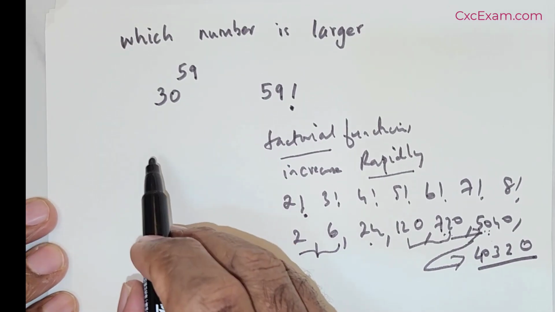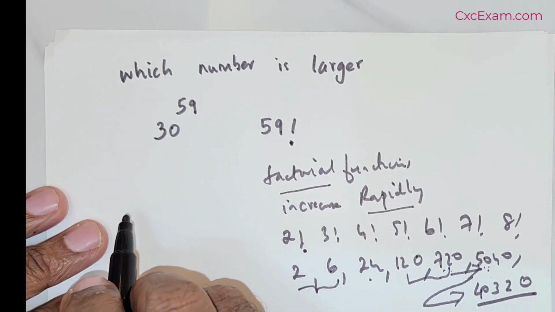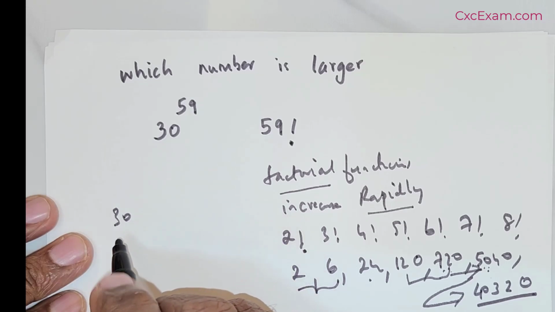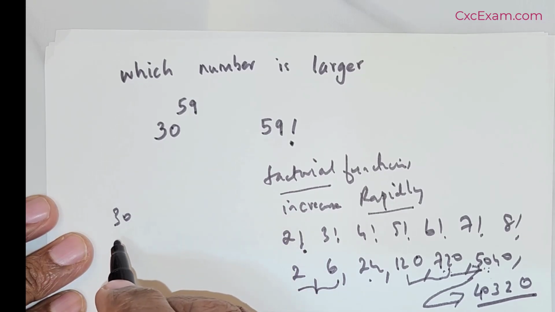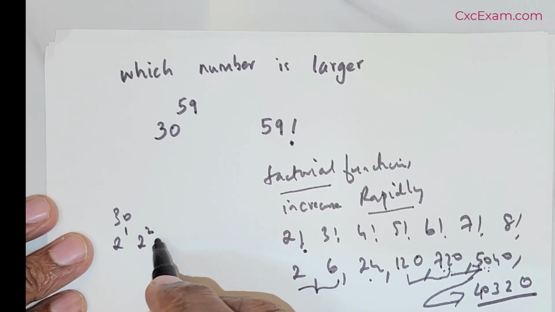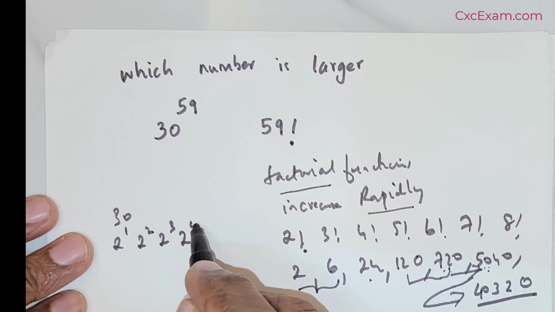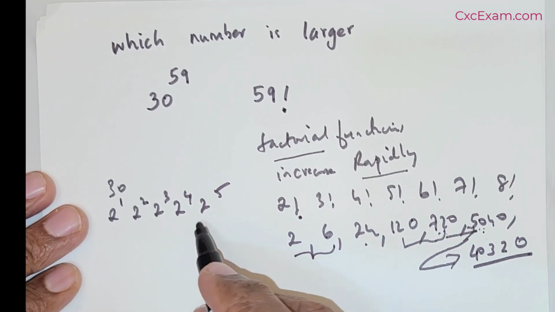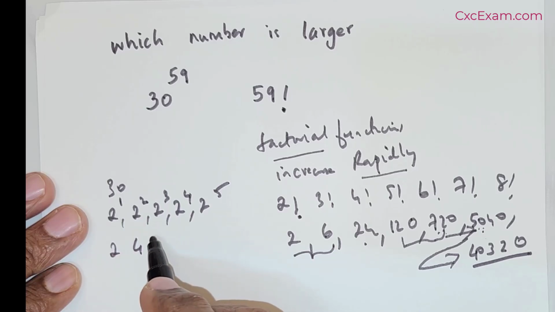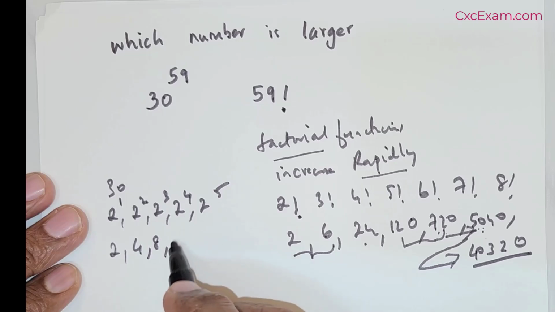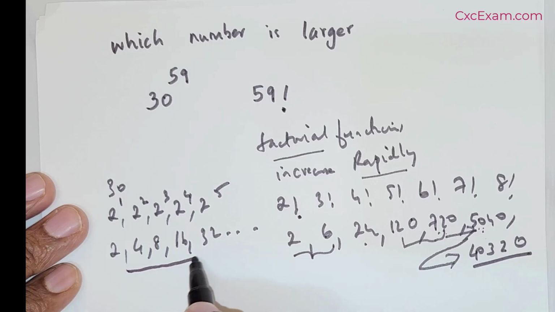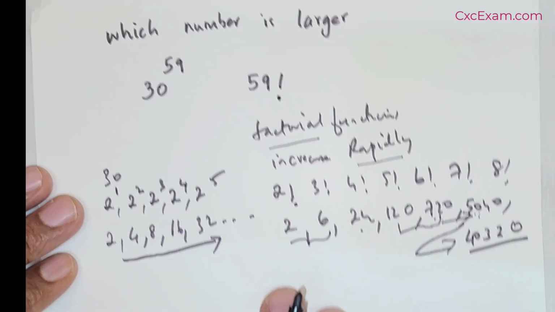Now coming to the power function, this is actually 30 raised to the power 59. Now imagine you have say 2 raised to the power of 1, 2 raised to the power of 2, 2 raised to the power of 3, 2 raised to the power of 4, 2 raised to the power of 5, and so on and so forth. Now clearly I know this is 2, this is going to be 4, this is 8, this is 16, this is 32. You see there is a regular increase.